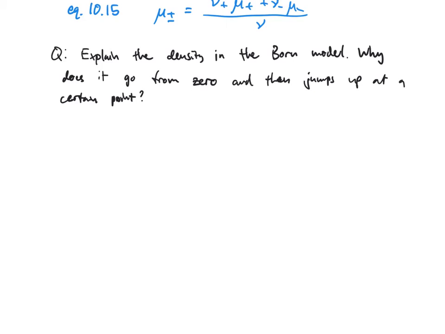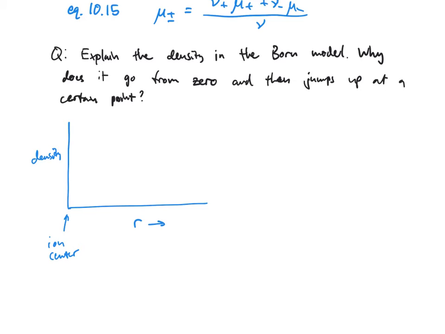Okay, so the next question was asked by Gabrielle. She wants me to explain the density in the Born model and why does the density go from zero inside the ion to suddenly jump up at a certain point. Okay, so let me redraw that plot here. Here I've got the radius out away from the ion center, and then over here I have density.